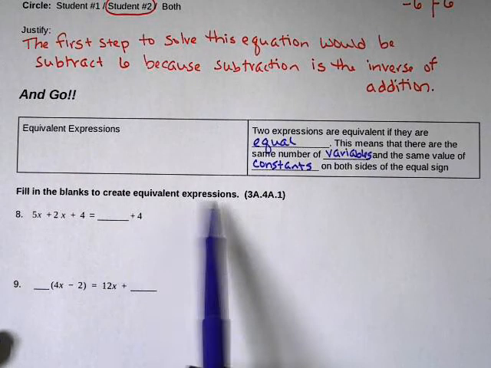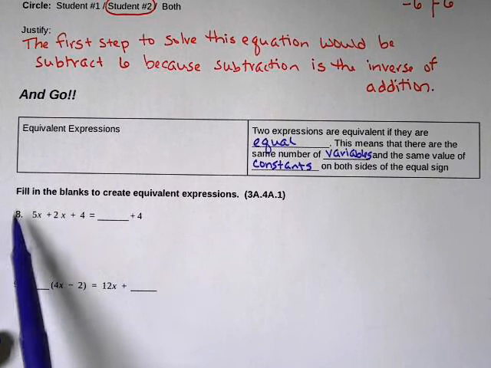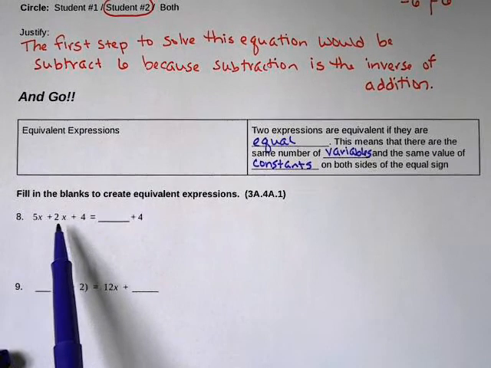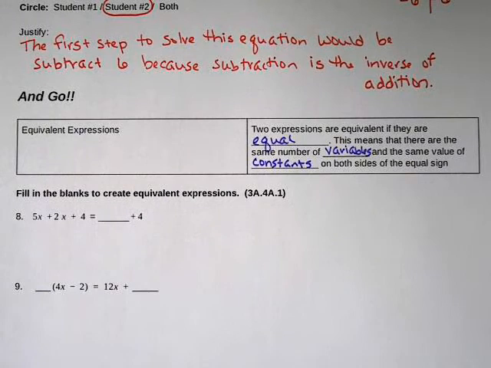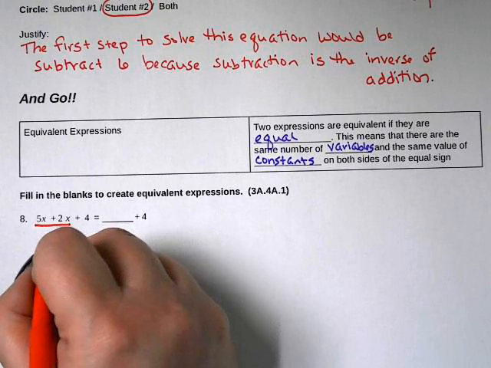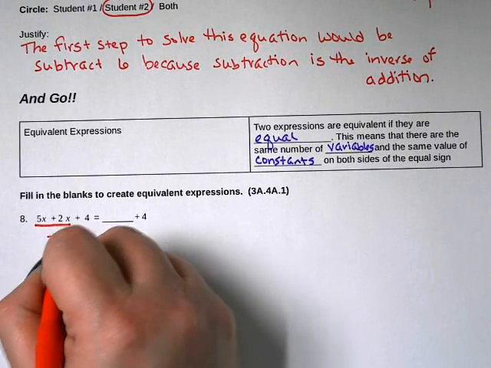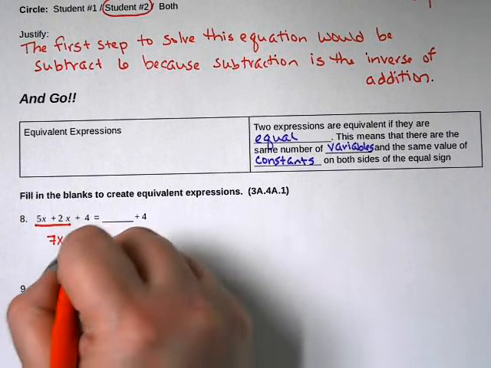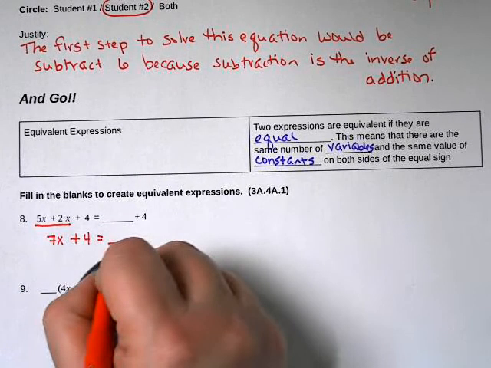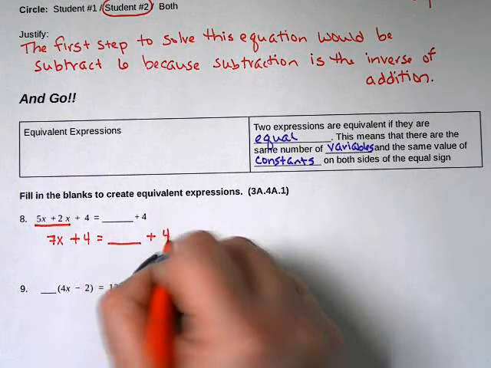So if we take a look at number 8, 9, and 10, we're asked to fill in the blanks to create equivalent expressions. If we look at number 8, the left side, there's no blanks, but I can actually simplify. So I'm going to do that first, because if I look, I have a 5x plus 2x, and I know that that can combine to be a 7x plus 4 equals, I need something plus 4.